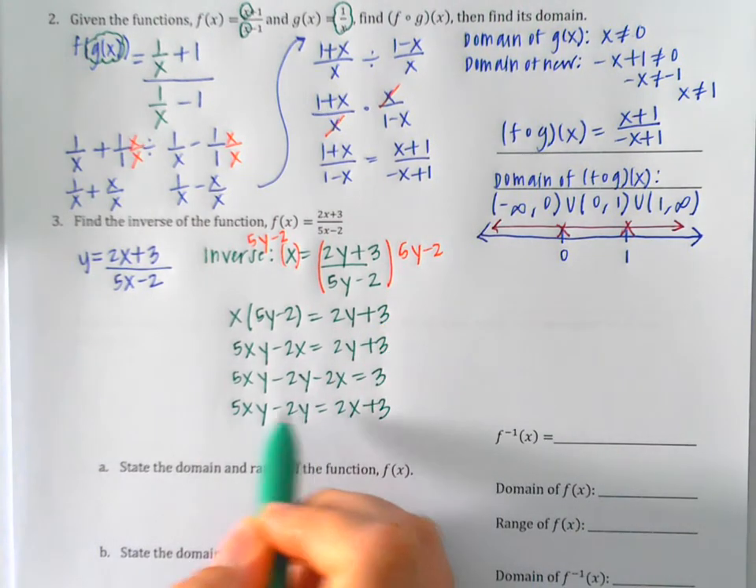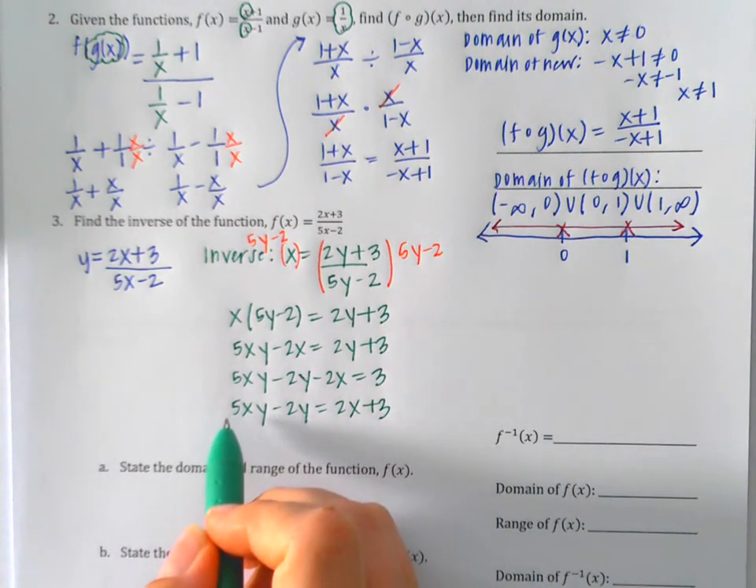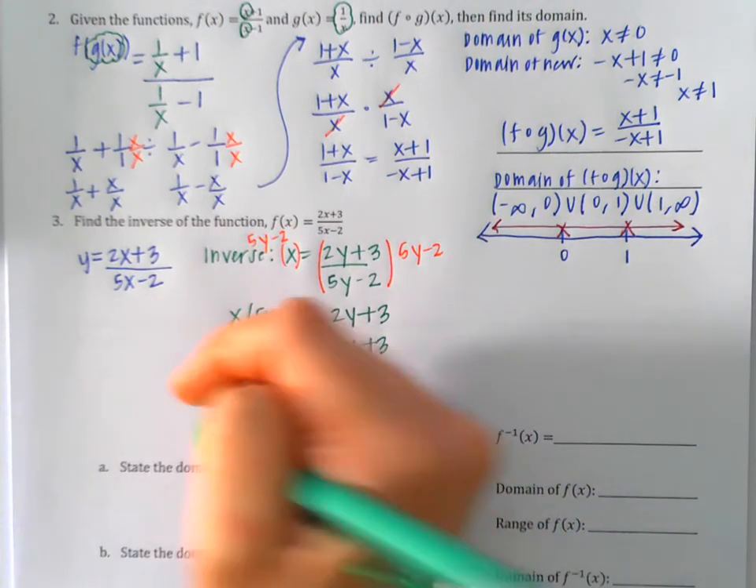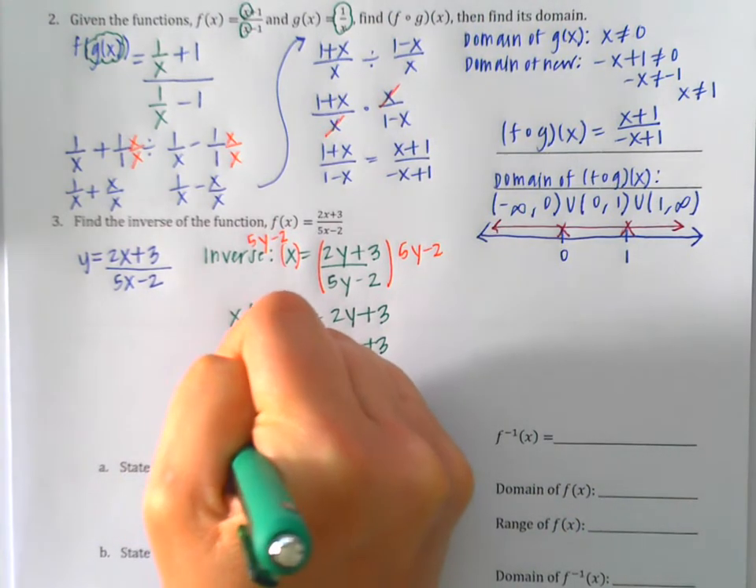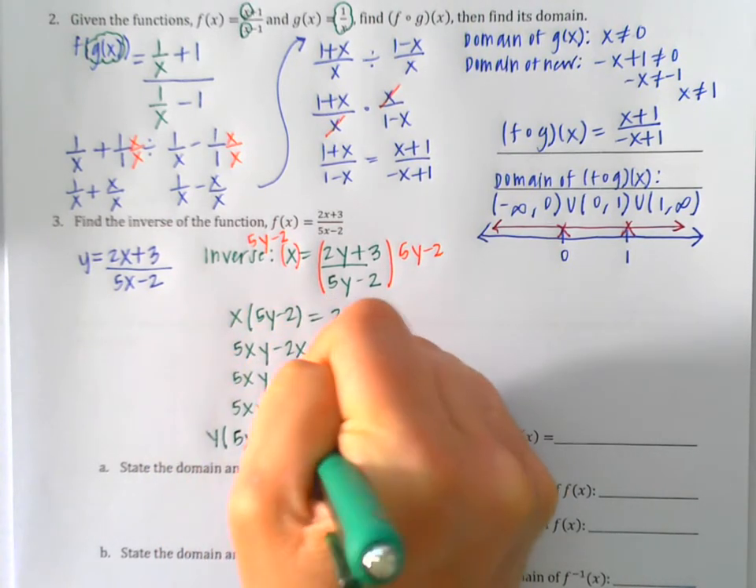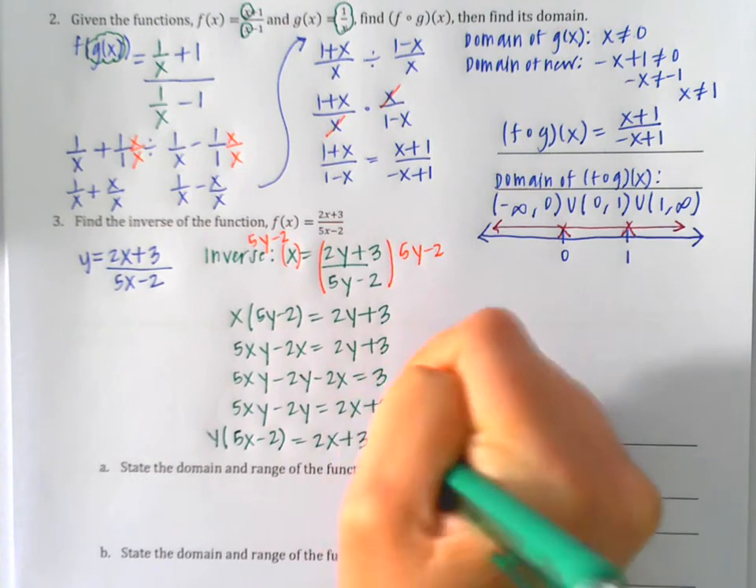Now I have both of my terms that have y's in them here, so I can factor the y out with the GCF. So y times (5x minus 2) equals 2x plus 3.